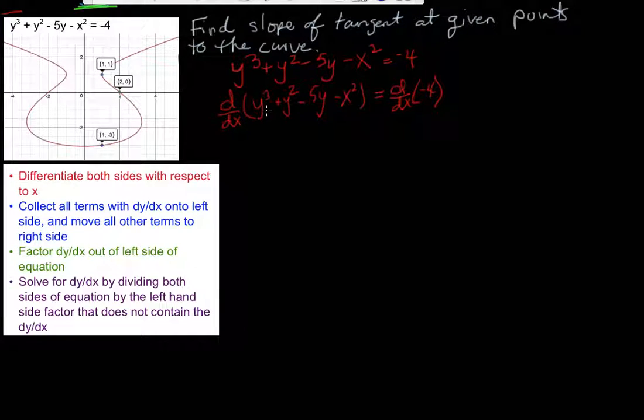When we differentiate the left side, though, every time we differentiate something with a y, we differentiate it the way we know, but then we have to include a dy/dx. So when we do d/dx of y cubed, we use the power rule, and that becomes 3y squared times dy/dx. Plus, we do the power rule with y squared, and that's going to be 2y dy/dx.